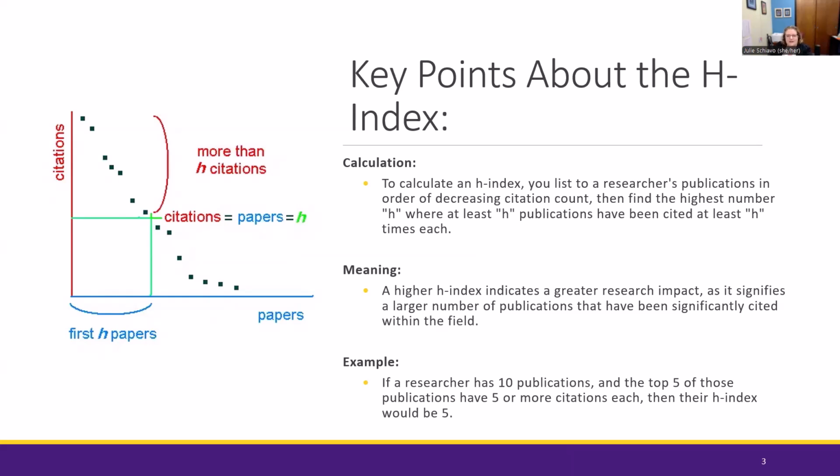If you have 10 publications, and the top 5 of those have 5 or more citations each, then your H index is 5. Okay. So basically, a greater H index indicates a greater research impact.